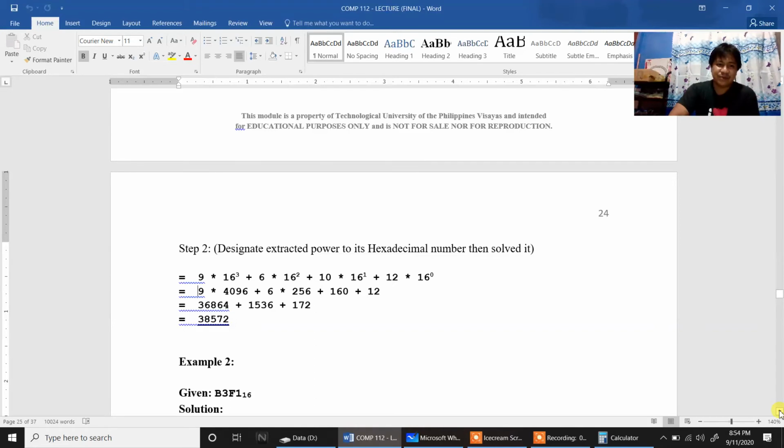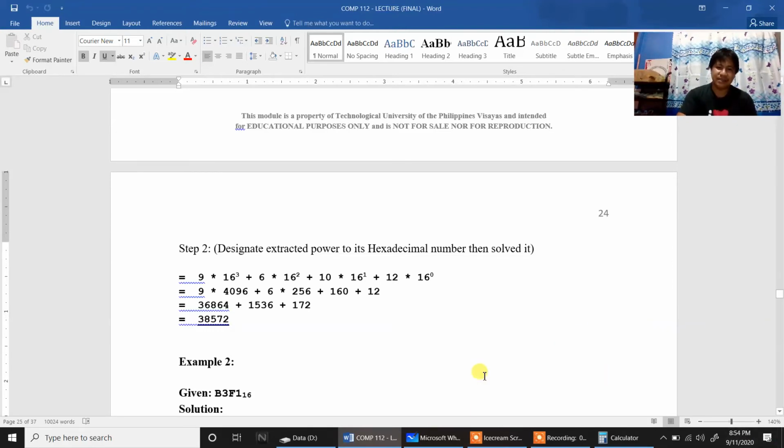So then after that we multiply 4096 by 9, so we have this result, and at the same time 6 times 256 is this one. So if we add all of them, you get 38572. That is the final answer for getting the decimal value from the hexadecimal converted to decimal. Okay?